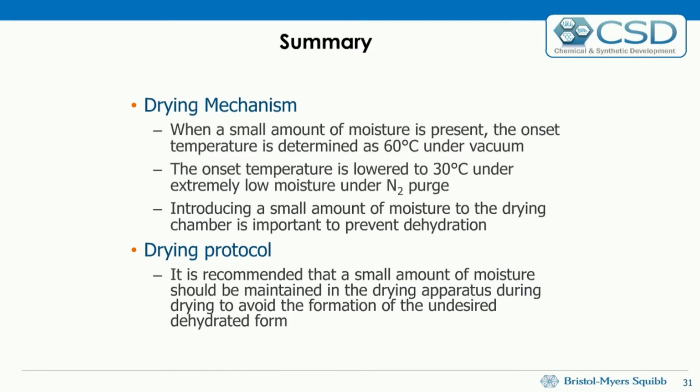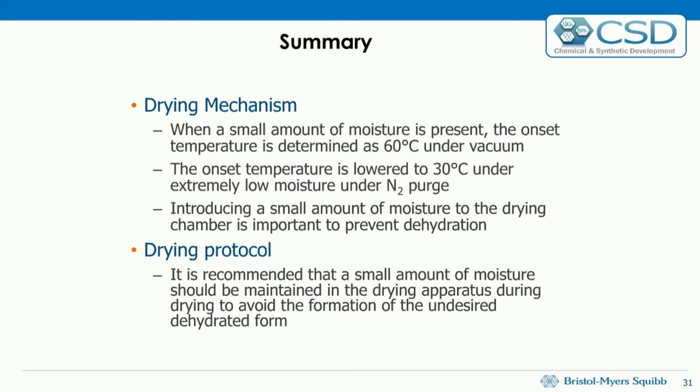You can run this up to 60 degrees under vacuum. If you're going to use nitrogen, purge it with wet nitrogen, and that'll help maintain that monohydrate, and you can run that at a lower temperature. Again, improving efficiency while maintaining quality material, in this case, the monohydrate.